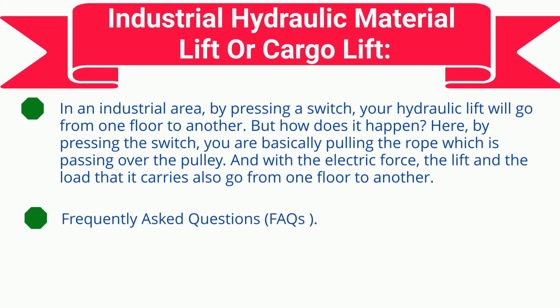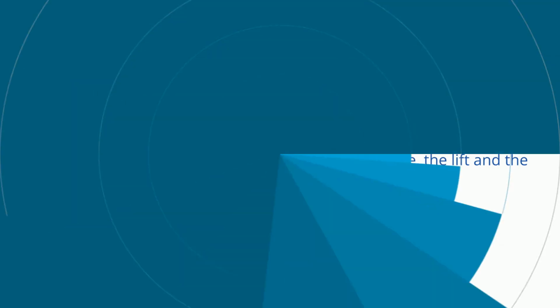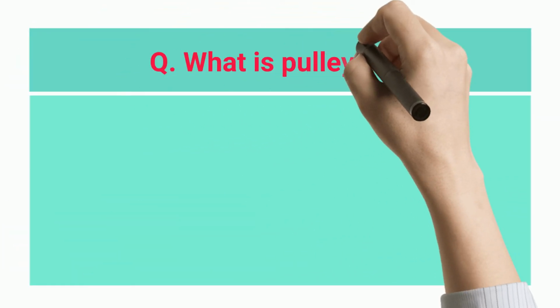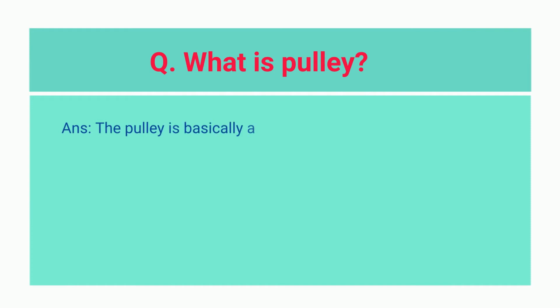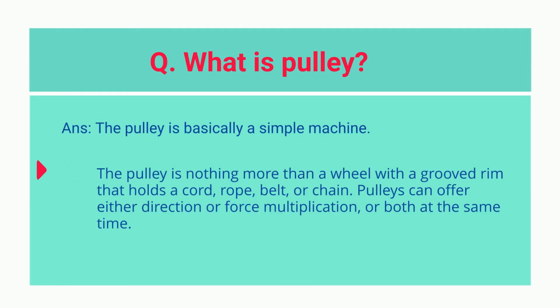Frequently asked questions (FAQs). Q. What is a pulley? The pulley is basically a simple machine. The pulley is nothing more than a wheel with a grooved rim that holds a cord, rope, belt, or chain. Pulleys can offer either direction or force multiplication, or both at the same time.